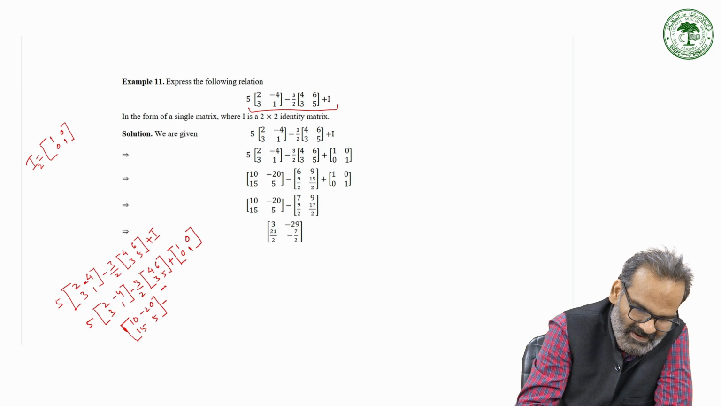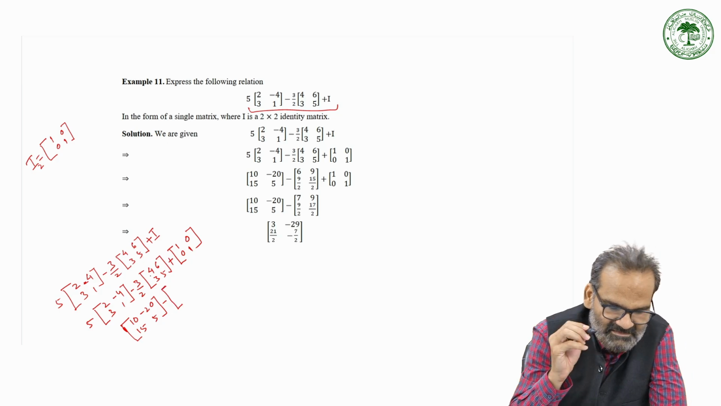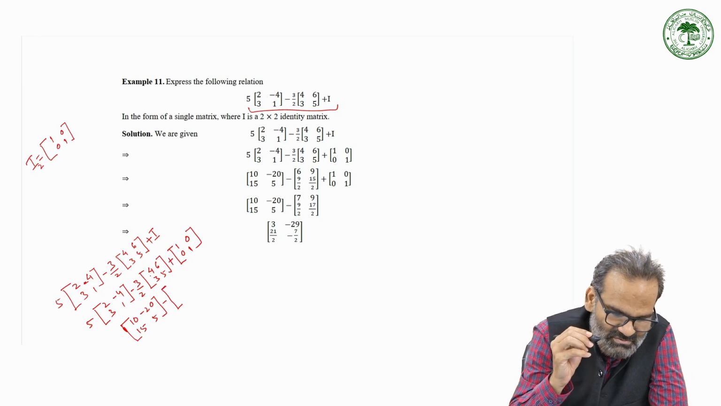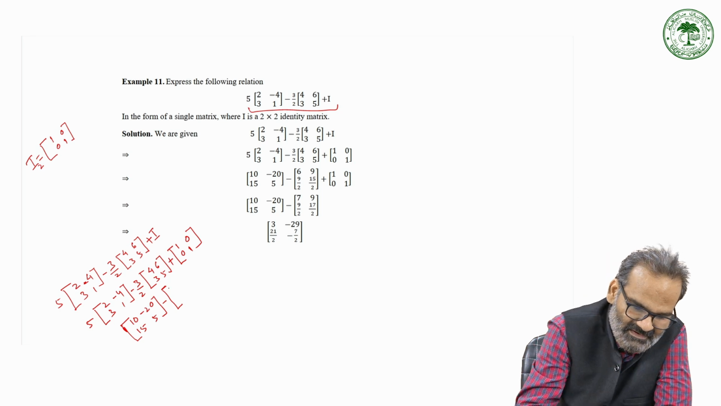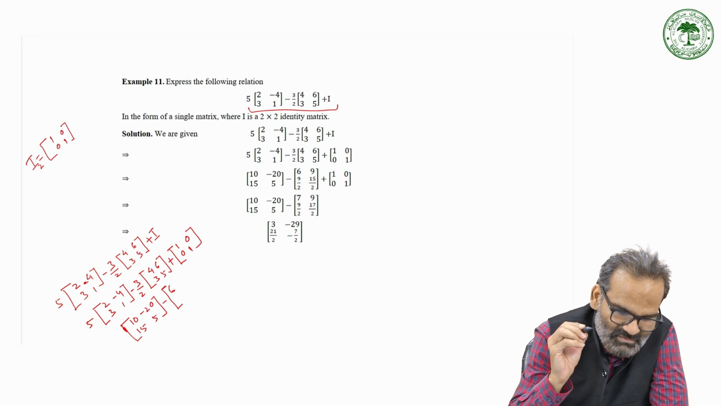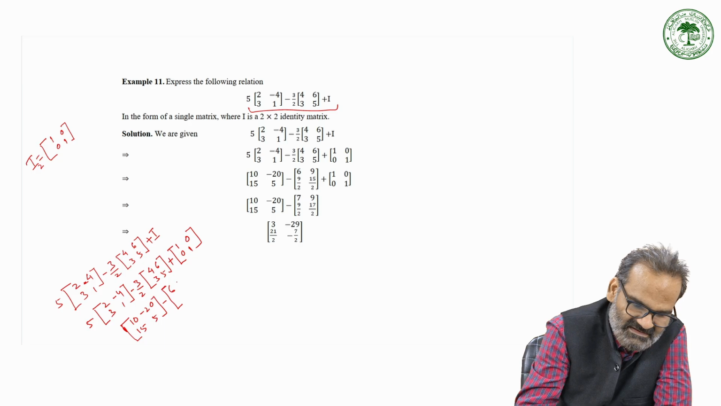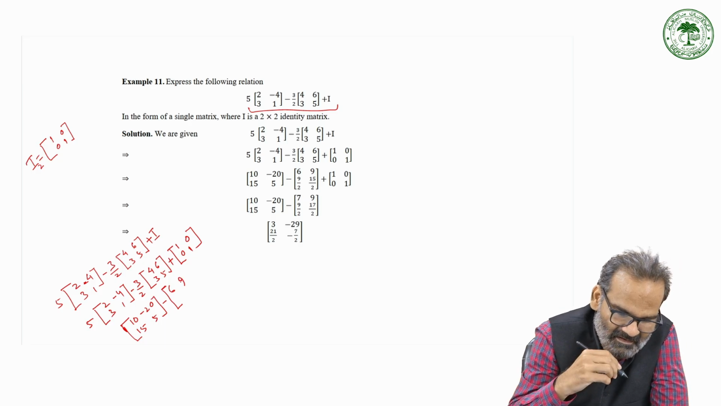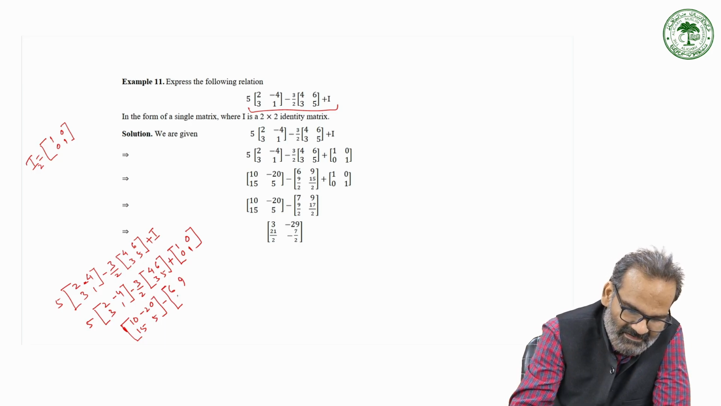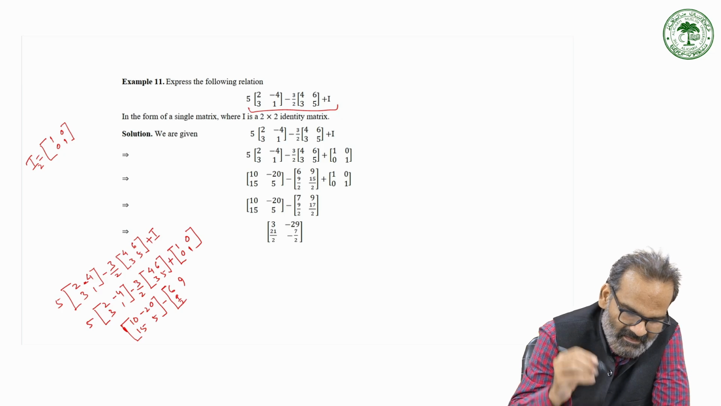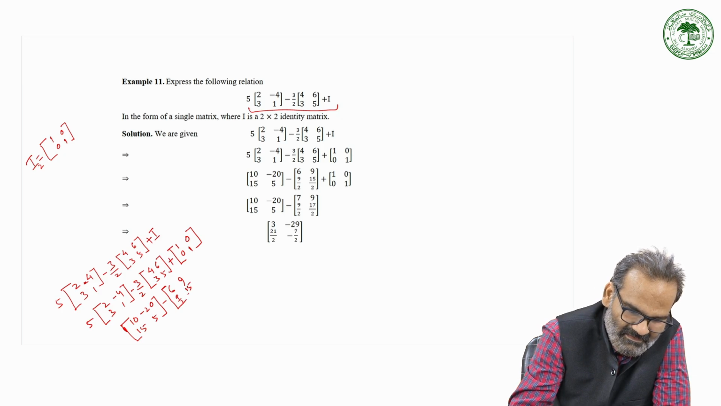Minus, multiply this matrix by 3 by 2. So 3 by 2 into 4, 2 fours are 8, that is 6. 3 by 2 into 6, 2 sixes are 12, that is 9? 3 by 2 into 3 is 9 by 2, right? And this is 5 into 3 by 2, that is 15 by 2. Clear? Plus this will remain as it is, 1, 0, 0, 1.